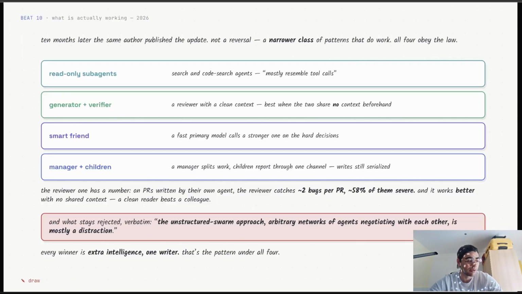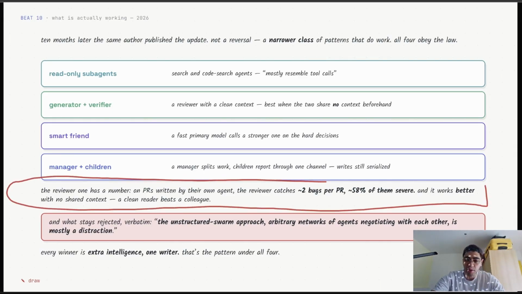So yeah, the reason for that, frankly, maybe it's like these agents are made to be more sycophantic and agree with what is already done, so they agree with each other. I really do not know why this is happening, but it's something really interesting to keep in mind. And what stays actually is rejected. In their own words, the unstructured swarm approach, arbitrary networks of agents negotiating with each other, is mostly a distraction. This is something that we have seen in big companies, in enterprise AI today.